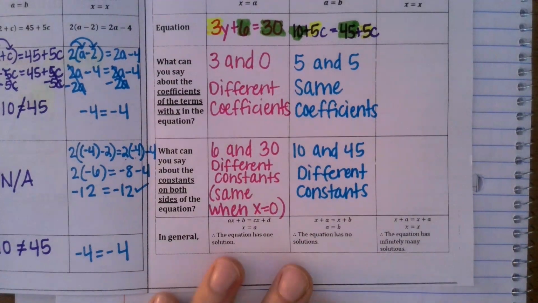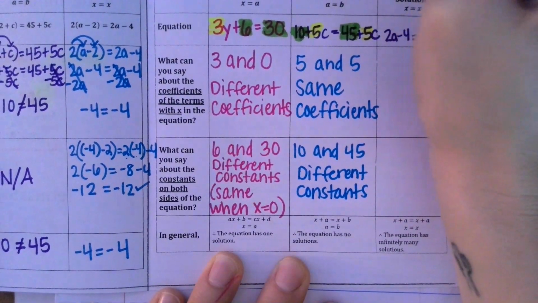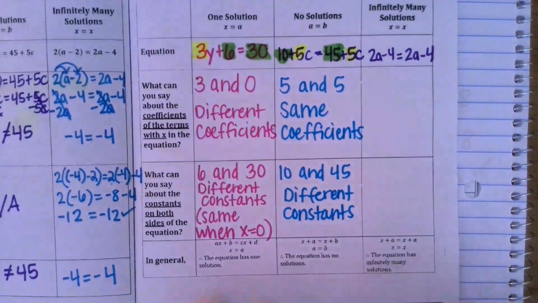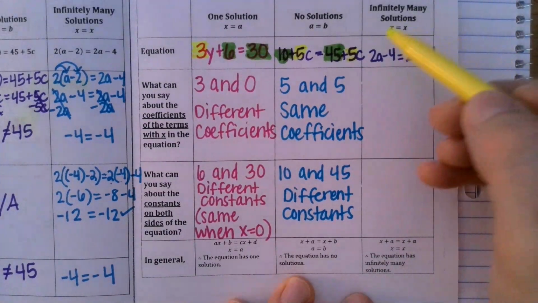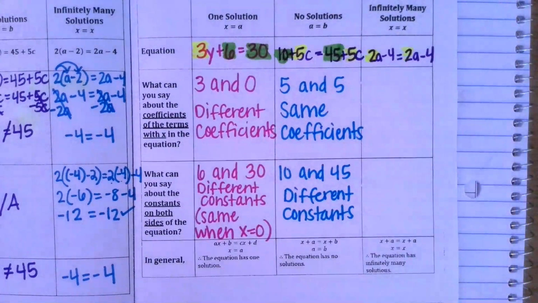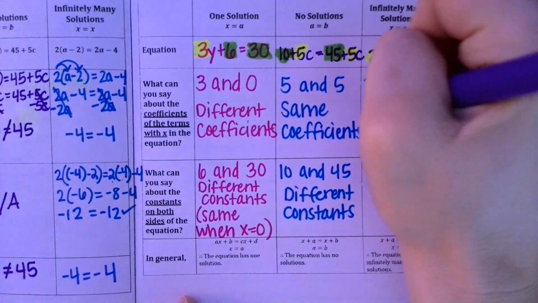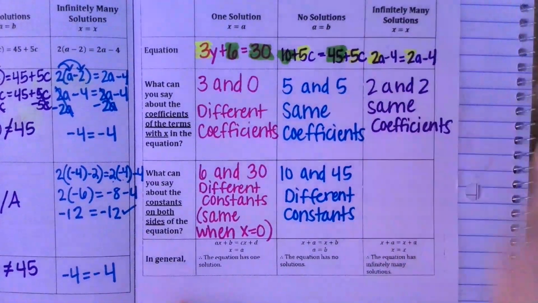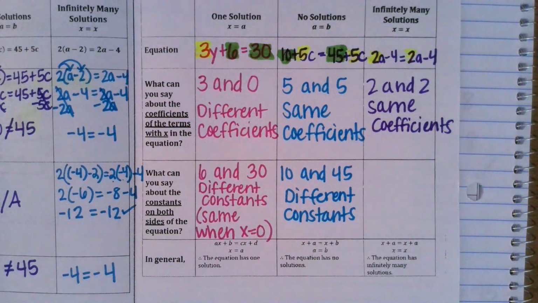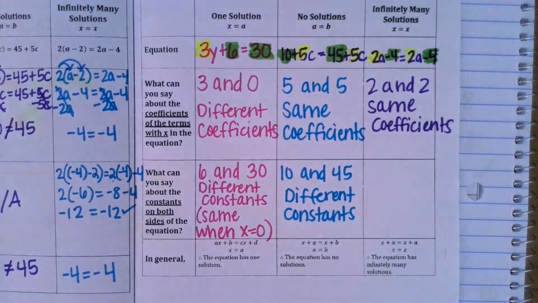And then the last one, once we distributed, we had 2a minus 4 equals 2a minus 4. What are the coefficients on both sides? 2. So they're the exact same on both sides. So 2 and 2, same coefficients. And what are the constants on both sides? Negative 4 also. So everything's the same, so it's infinitely many. But again, remember, you have to get rid of parentheses and you have to combine like terms before you can see that.